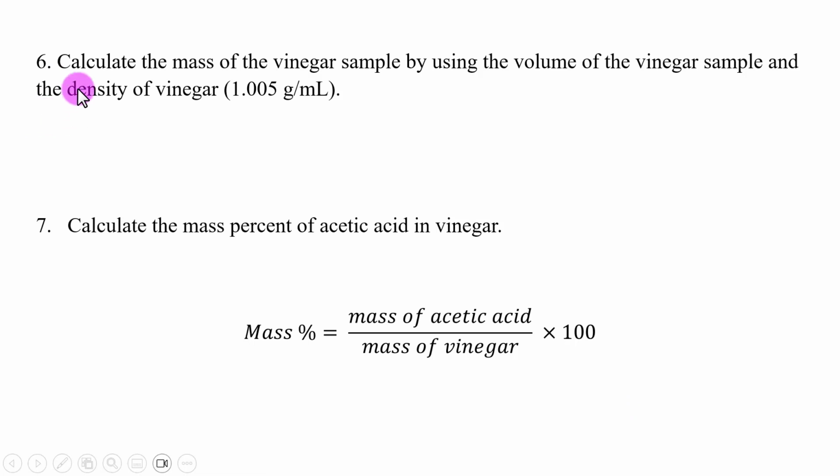Part 6, you are to calculate the mass of the vinegar sample by using the volume of the vinegar and the density, which is given to you. Remember that mass is equal to density times volume, right? Since the density is in grams per milliliter, you don't need to convert the volume to liters. The volume, once again, is given to you as 25 mL on the first page. So multiply that volume by the density to get the mass of the vinegar.